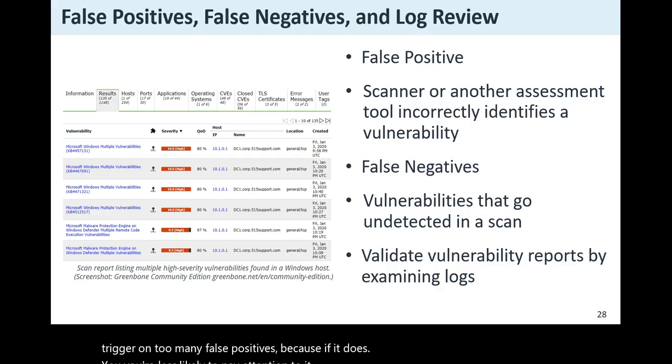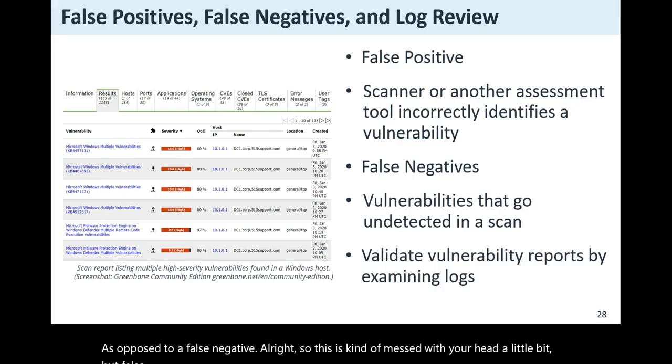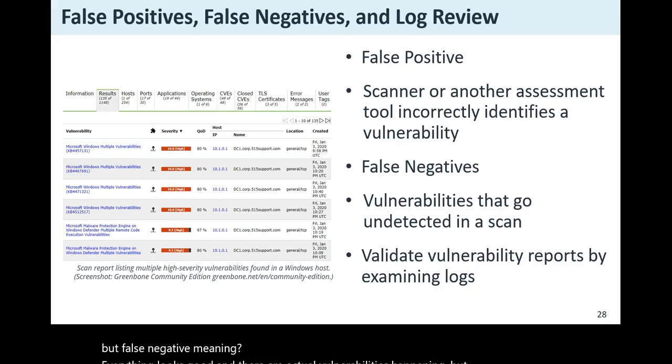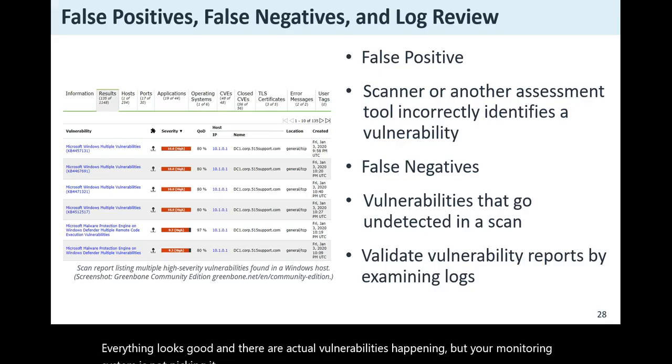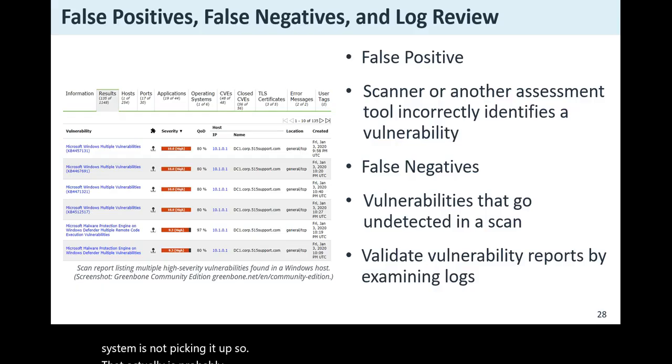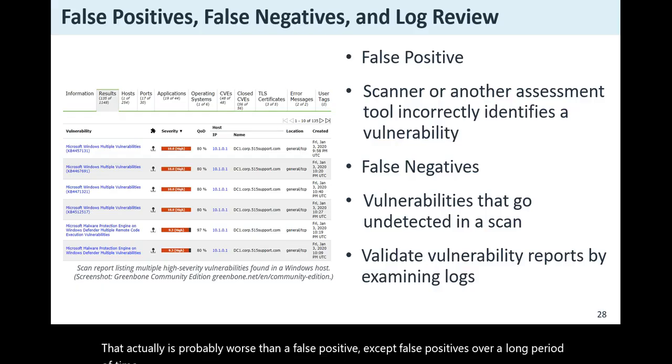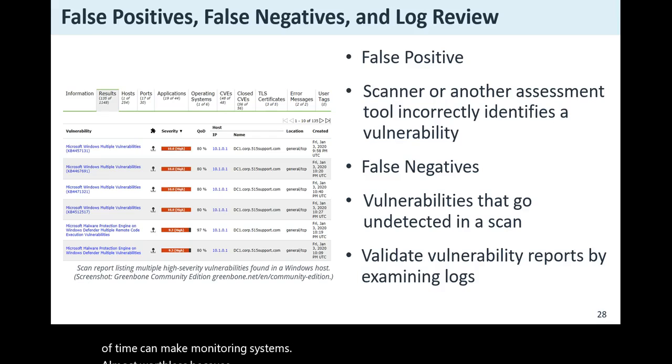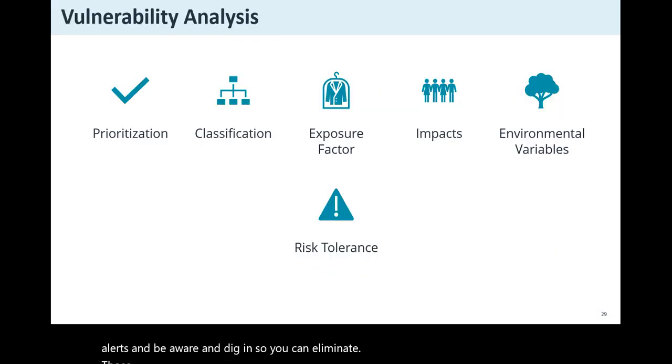as opposed to a false negative. All right, so this may mess with your head a little bit, but false negative means everything looks good and there are actual vulnerabilities happening, but your monitoring system is not picking it up. So that actually is probably worse than a false positive, except false positives over a long period of time can make monitoring systems almost worthless, because you're not paying any attention to them. So you really have to work your alerts and be aware and dig in so you can eliminate both false positives and false negatives.